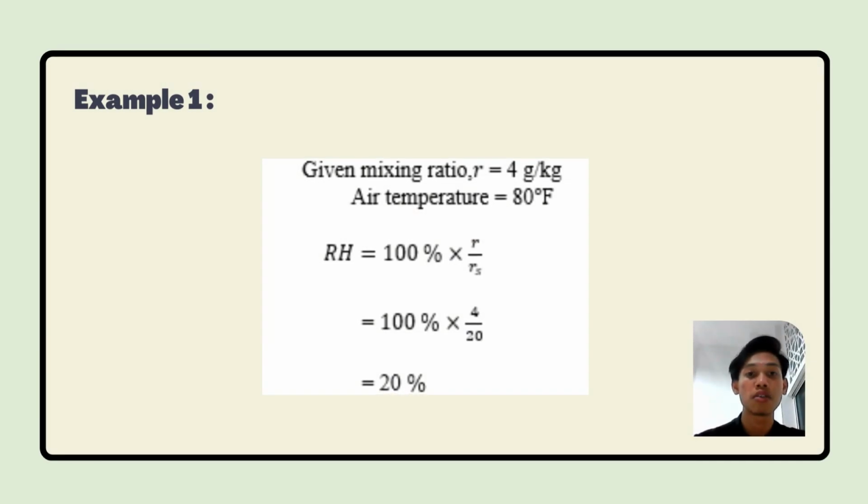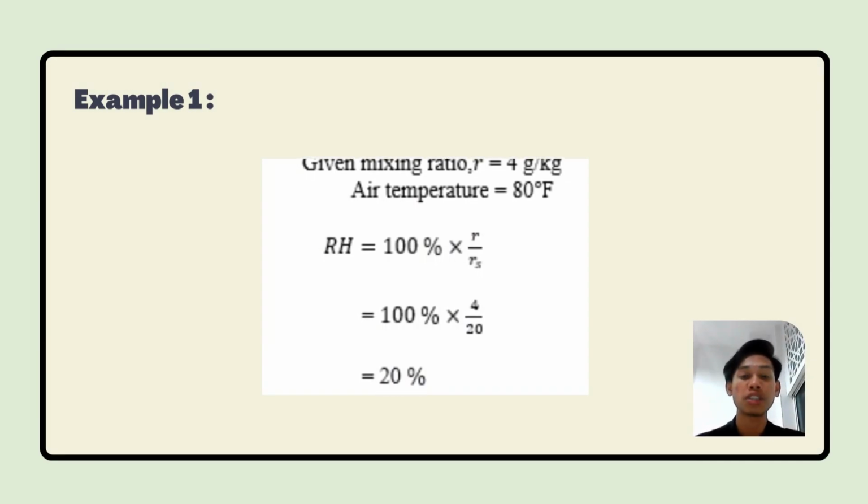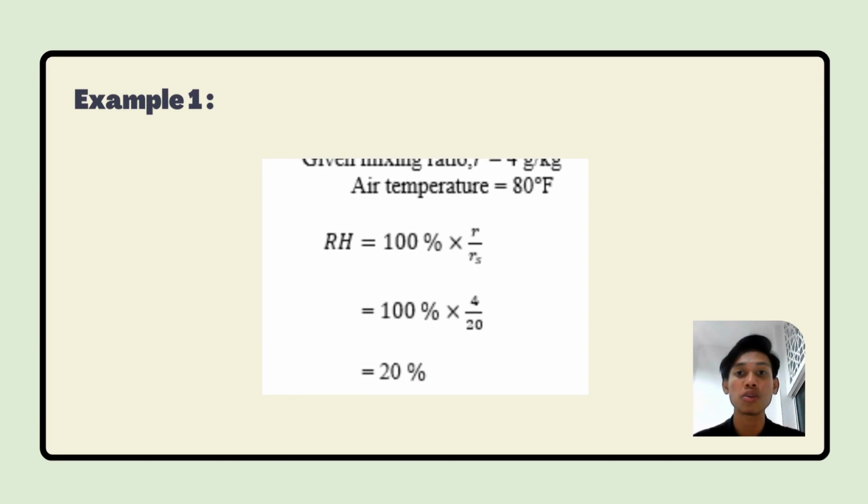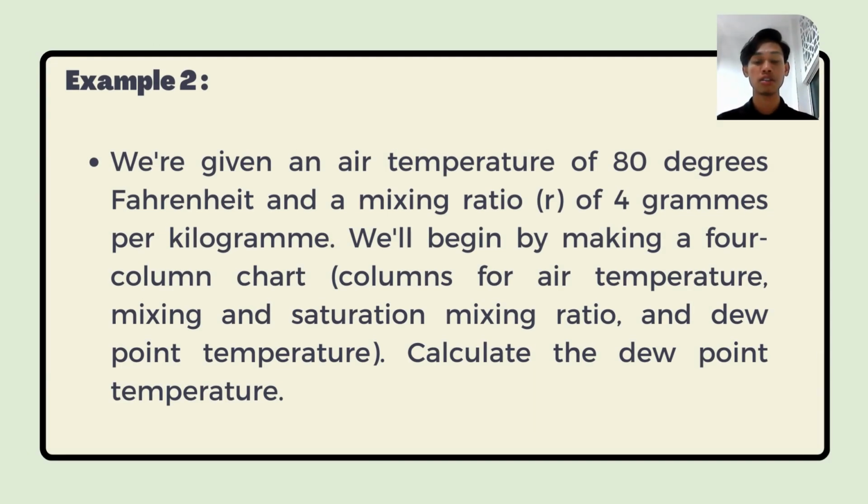Okay, next. Once you know the mixing ratio and the saturation mixing ratio, you can calculate the relative humidity. Firstly, you divide the mixing ratio by the saturation mixing ratio: 4 divided by 20, and multiply the result by 100%. And then finally you get the RH, which is 20%.